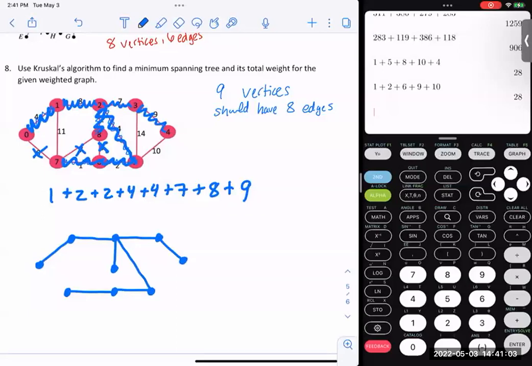And then I just add these up to find my total weight. So 1 plus 2 plus 2 plus 4 plus 4 plus 7 plus 8 plus 9. All the ones I included there. And in this case, I get 37.